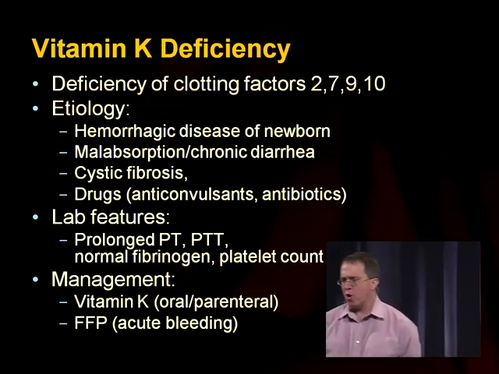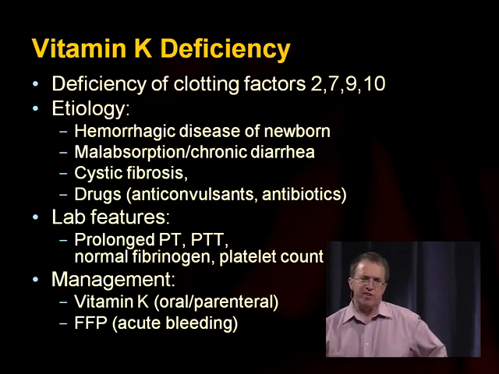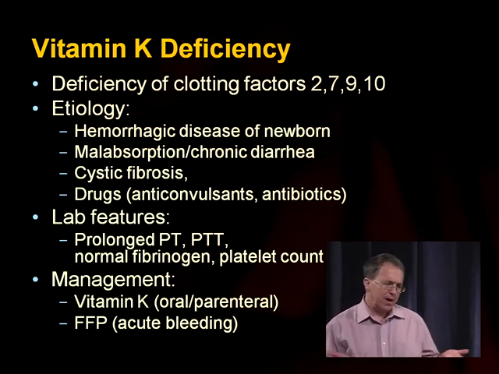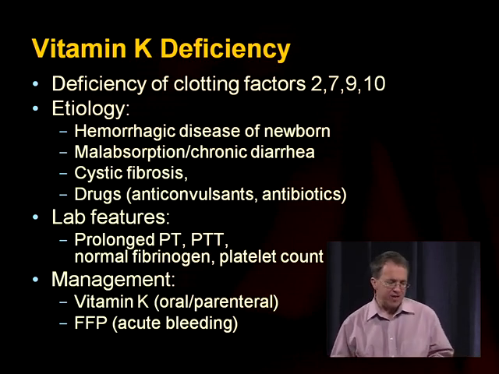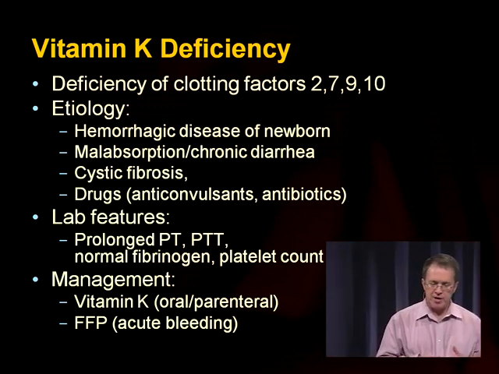If you want to know the vitamin K dependent clotting factors, I always think of 1972. I was alive then. You probably weren't, so I don't know if that'll help. But 1972 gives me 10 and 9 and 7 and 2. You get this hemorrhagic disease of the newborn.